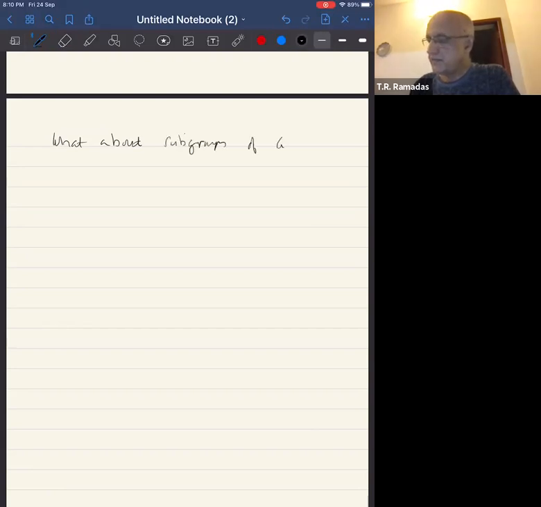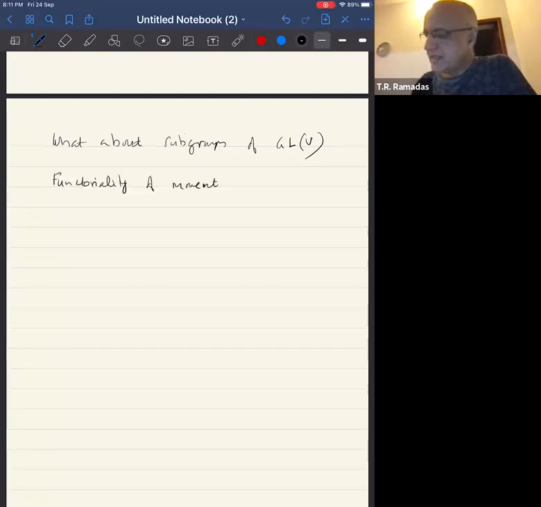Of GLV. So here, what comes to a rescue is the fact that this moment map is a fairly functorial guy. Okay, so I'll call it functoriality of moment map. This doesn't mean functoriality in some grand categorical sense, I don't think. I could be wrong.